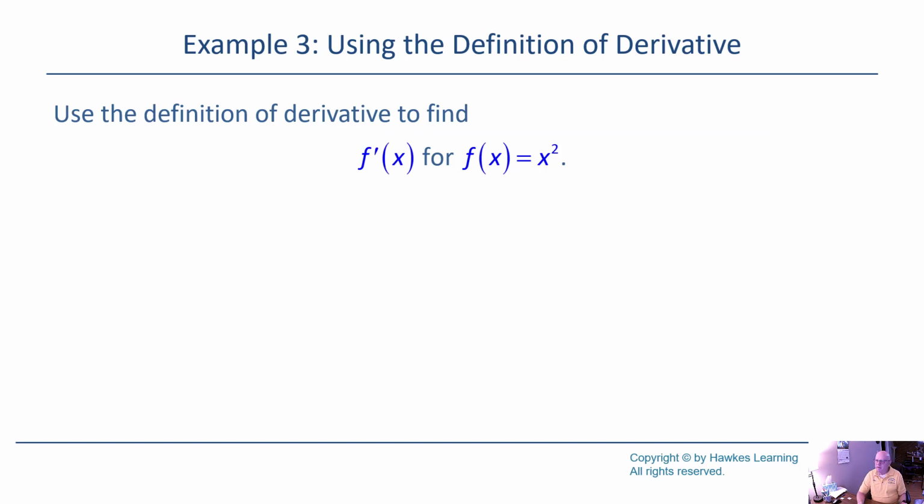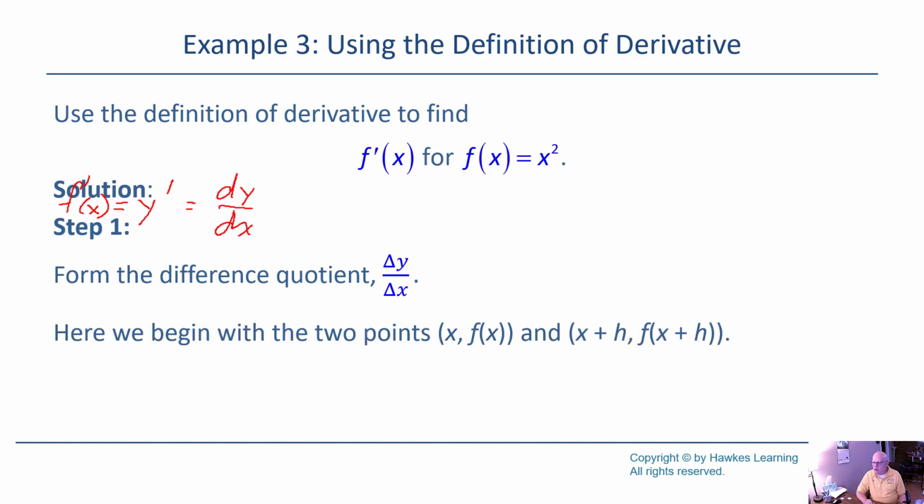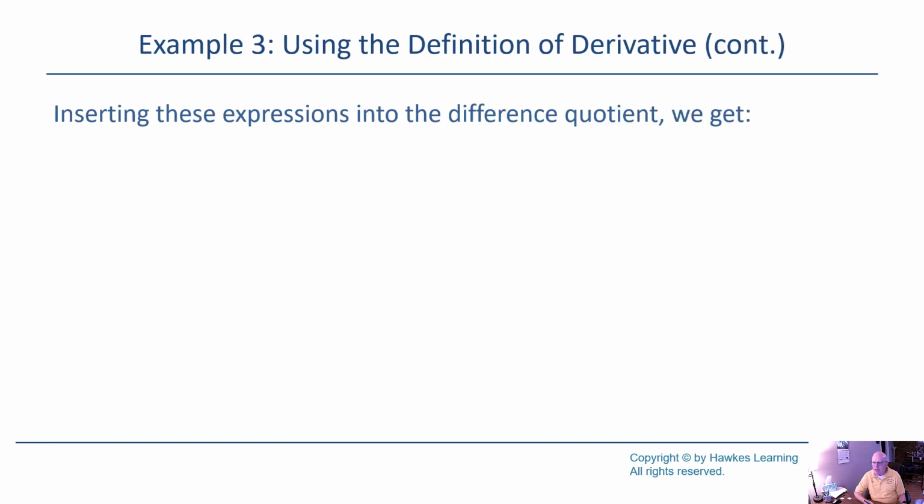Next, use the definition of a derivative to find f prime. So we're looking for f prime of x, alias y prime, alias dy dx. So let's go back to the definition, back to the limit. For the difference quotient, that's step 1. 2 points, we use x, f of x, and x plus h, f of x plus h. So we've got delta y, we've got delta x by subtracting those values from the points. Putting those expressions into the difference quotient.